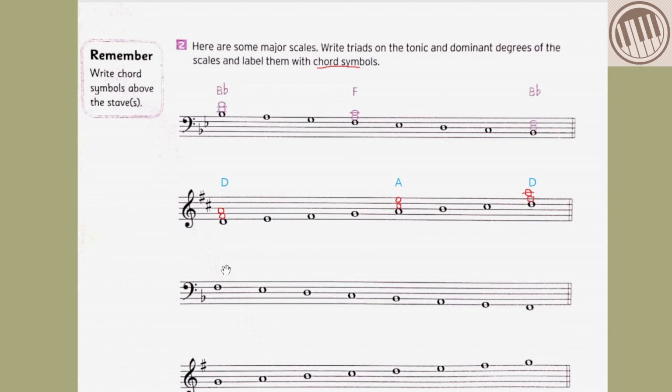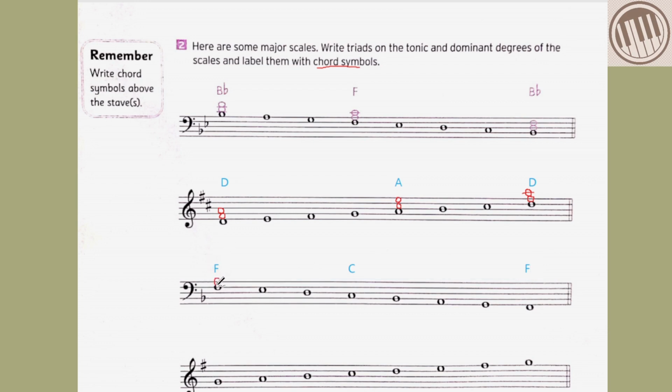Let's check the next one. We have the scale of F major. Remember that you need to find out the scale first before you label the triads. So in the scale of F major, your 1 chord will be an F, the starting note, and your 5 chord will be a C. F, G, A, B, C. That's a C major chord, and your tonic triad again F.